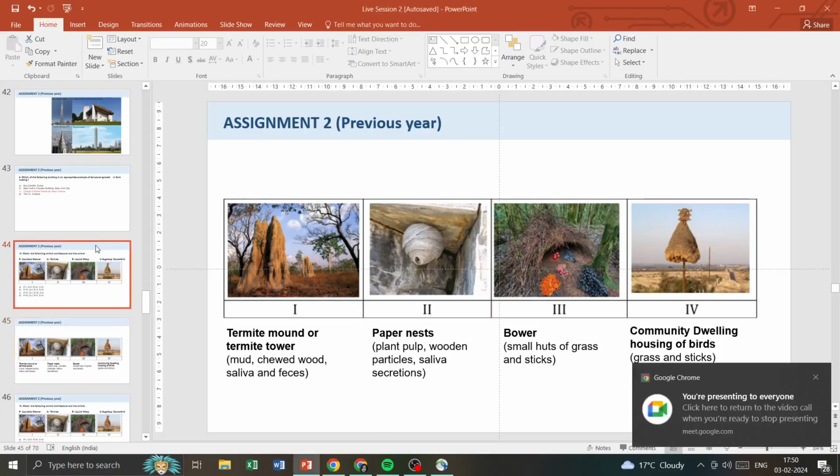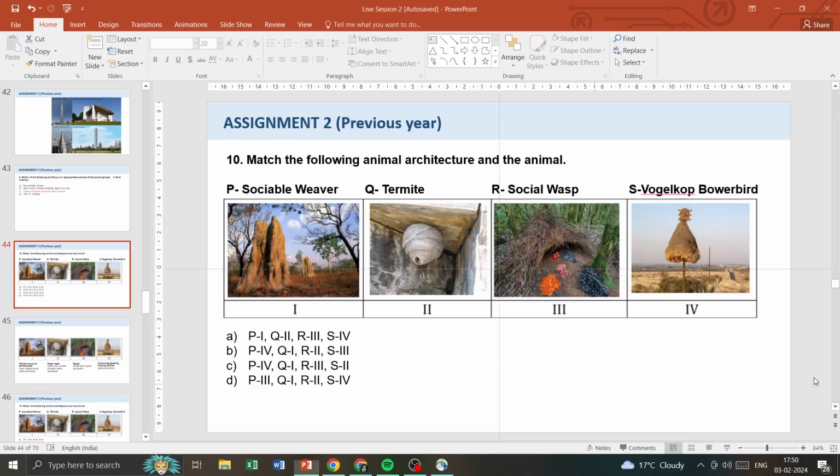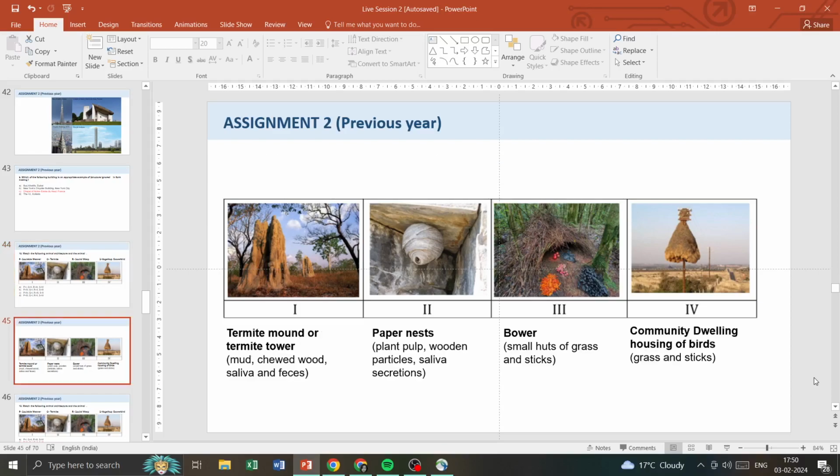So the question was, four images have been given and four animals have been given, and you have to match which of the animal architecture is done by which animal. The first image is a termite mound or termite tower. It is made out of mud, chewed wood, saliva and feces. It is made by termites. The second image shows paper nests, which are made out of plant pulp, wooden particles, saliva, and secretions, and it is made by the wasps.